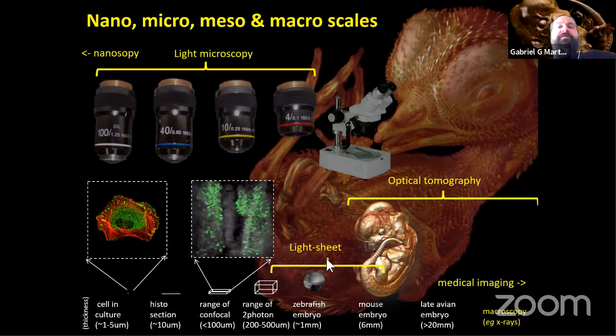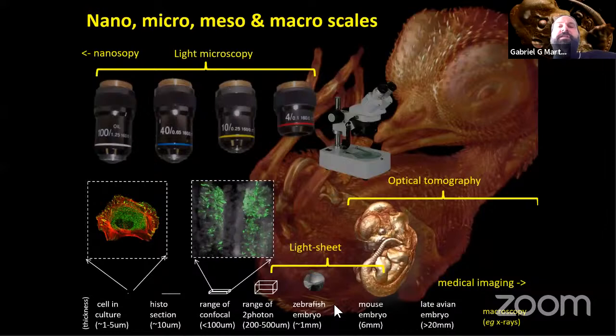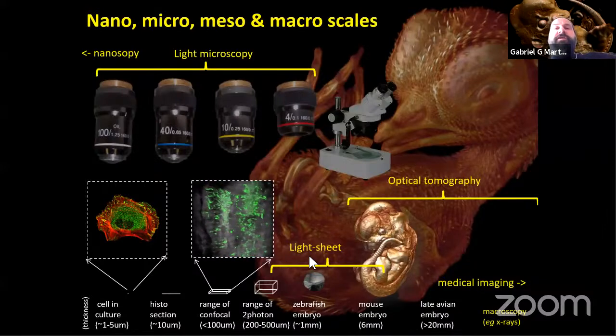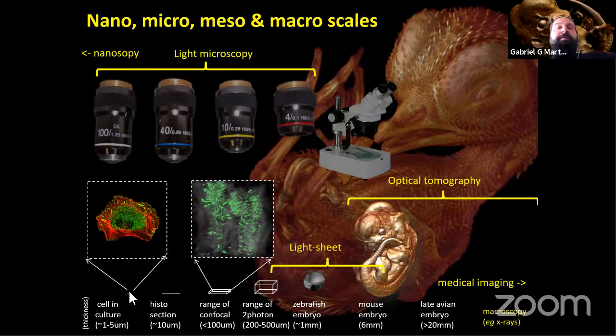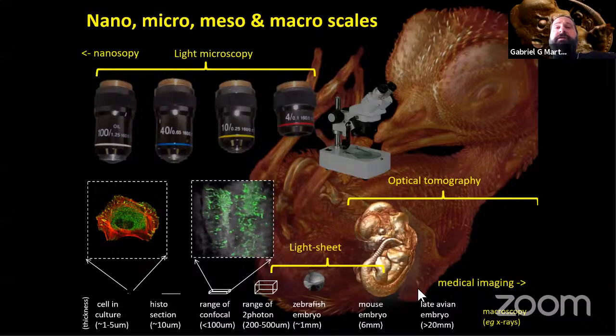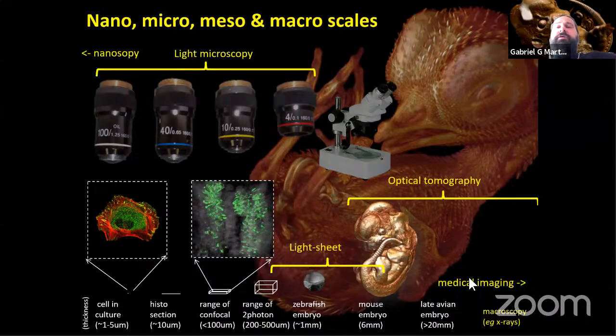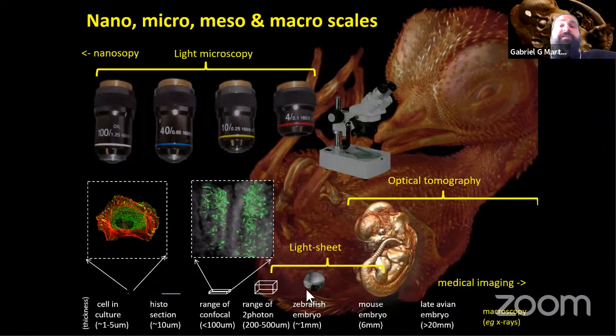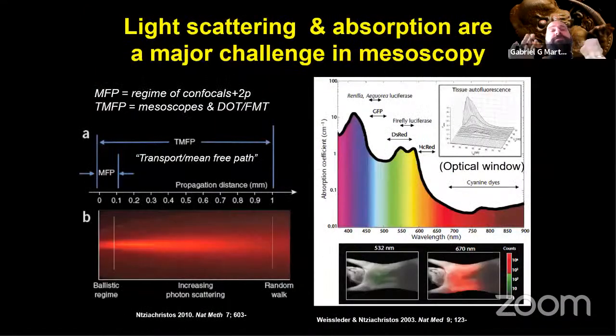But eventually, some things are way too large, or even larger than what's possible with this. And that's where new technologies like light sheet and optical tomography jump in. To give you an example, if this is a cell, the smallest thing that I could draw in PowerPoint, and we look at an avian embryo like a quail here, it's way, way too large for a confocal microscope or even a light sheet. So let's see a little bit about these techniques.